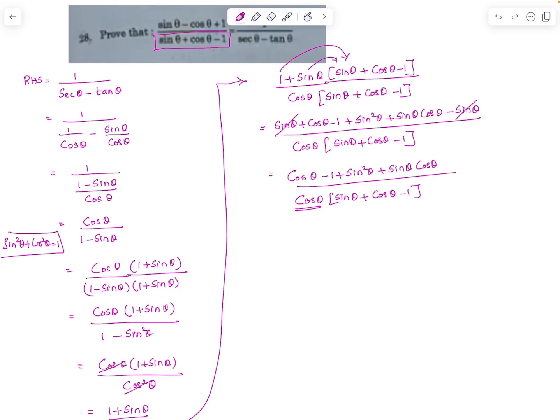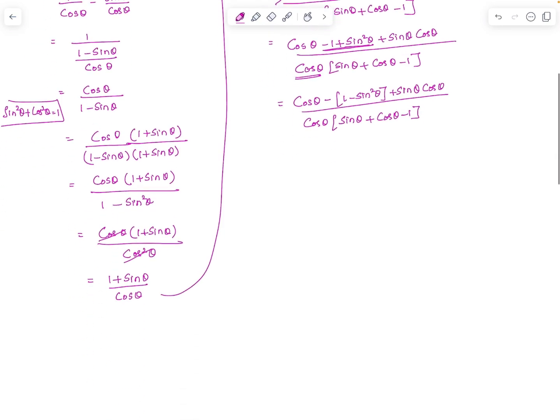In the numerator, we have a sin square theta. If we pair it up with this minus 1, we can make it as cos square theta. So we will see cos theta in all the terms. Now cos theta minus 1 plus sin square theta plus sin theta cos theta upon cos theta times (sin theta plus cos theta minus 1). Numerator becomes cos theta, minus 1 plus sin square theta is minus cos square theta, plus sin theta cos theta.